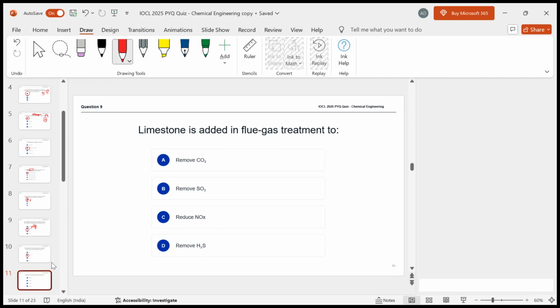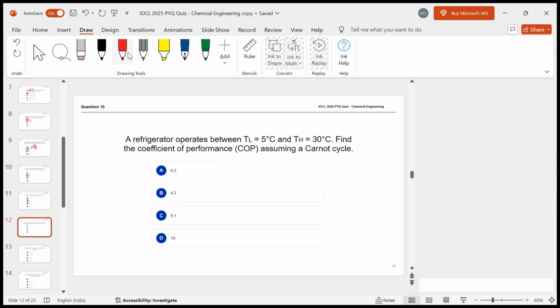Limestone is added in flue gas treatment. The limestone is added to remove sulfur dioxide. Why? Sulfur dioxide is dissolved in water to make a compound of water and sulfur dioxide, and then limestone is added to that compound, and calcium salts are formed, and they are treated. So limestone is added in flue gas treatment to remove sulfur dioxide.